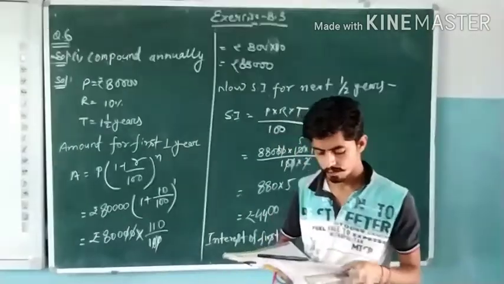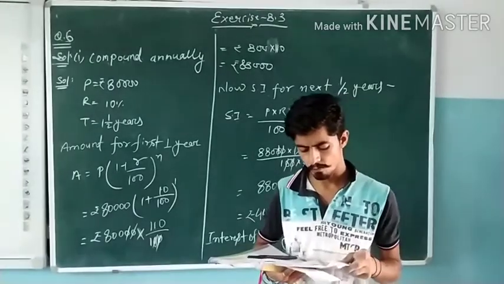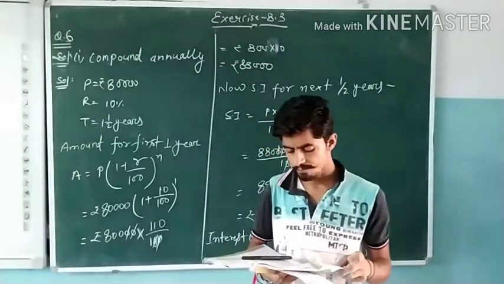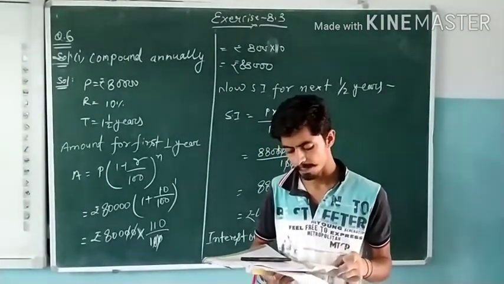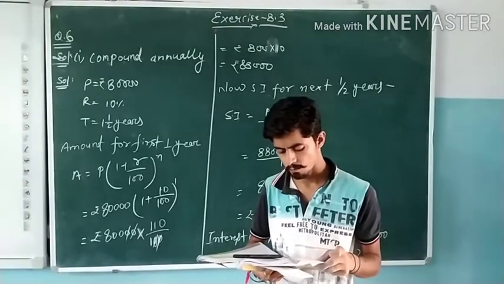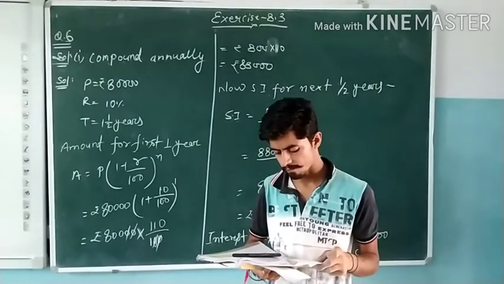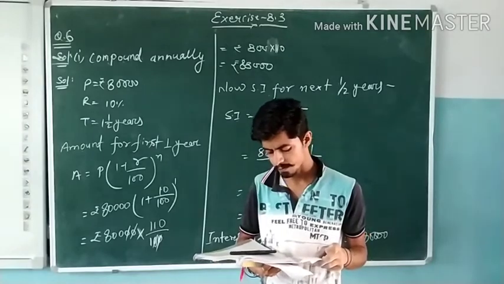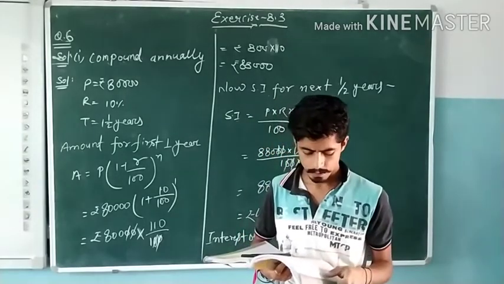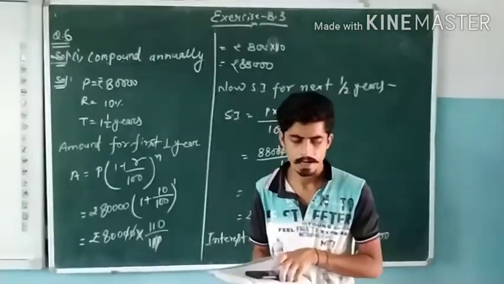So the next question is question number 6. Arif took a loan of rupees 80,000 from a bank. If the rate of interest is 10% per annum, find the difference in amounts he would be paying after 1 1/2 years if the interest is compounded annually and compounded half yearly.